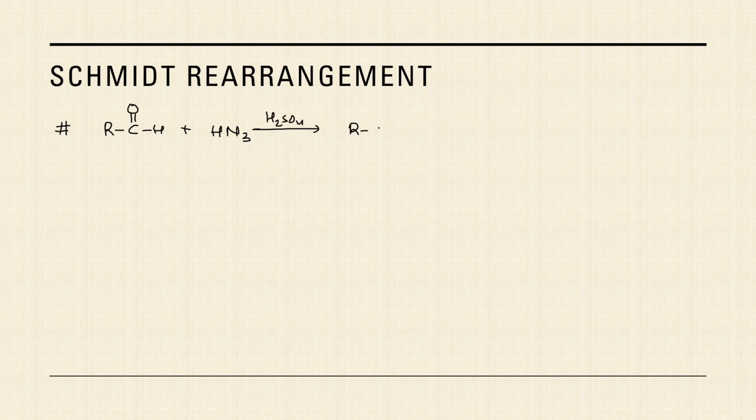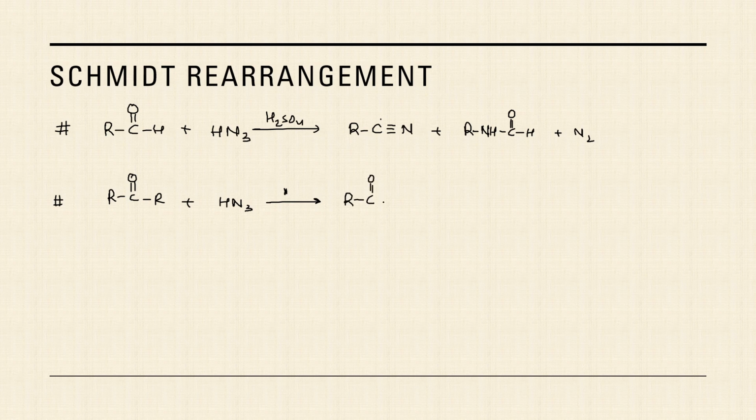please remember you will get RCN plus R–NH–C double bond O–H plus N2. So या तो ये भी बन सकता है, ये भी बन सकता है. Similarly, if you take RC double bond OR plus HN3, you will get RC double bond O–NH plus N2.